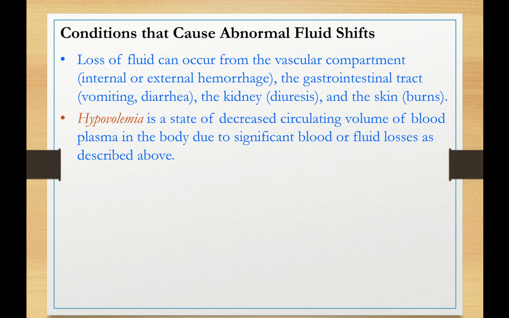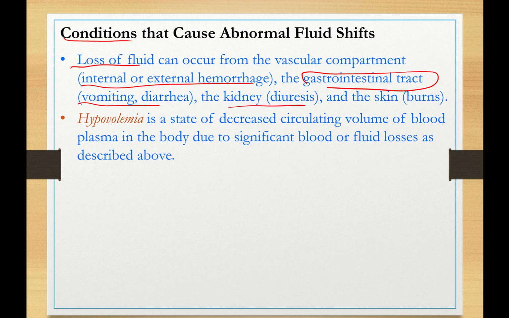All right, so now we are moving to some of the conditions that can cause abnormal fluid shifts. And we start with loss of fluids. So loss of fluids can occur from vascular compartment because of internal or external hemorrhage, as we mentioned before, because of vomiting and diarrhea, and this involves the GI, right? Because of diuresis, that could be the result of actually drugs, and because of skin burns. These are just the most important ones in the list, okay?